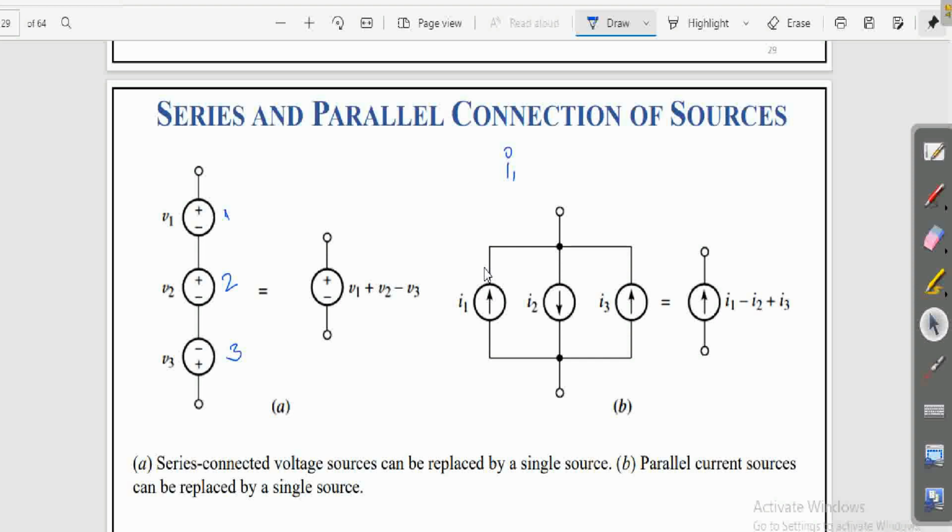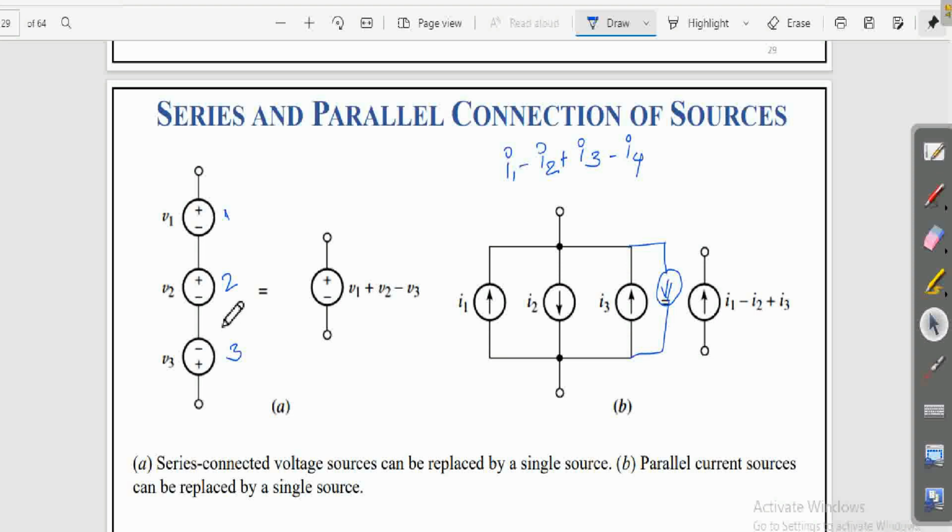I2 is pointing down, so now minus I2. I3 is pointing up, plus I3. If I have one more element here which is pointing down, then I can write minus I4. Only the arrow direction we have to consider. Multiple current sources are replaced with a single current source by using their current direction.